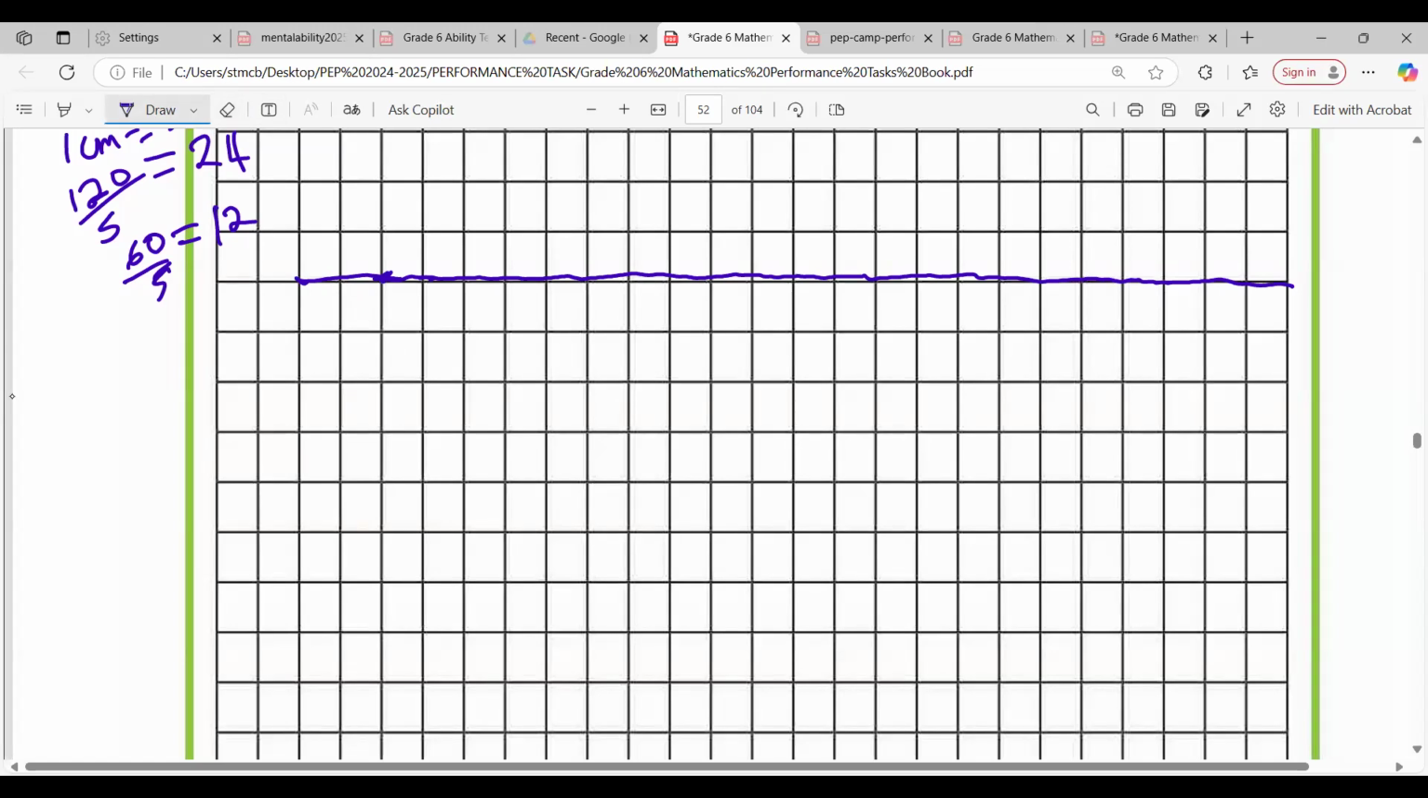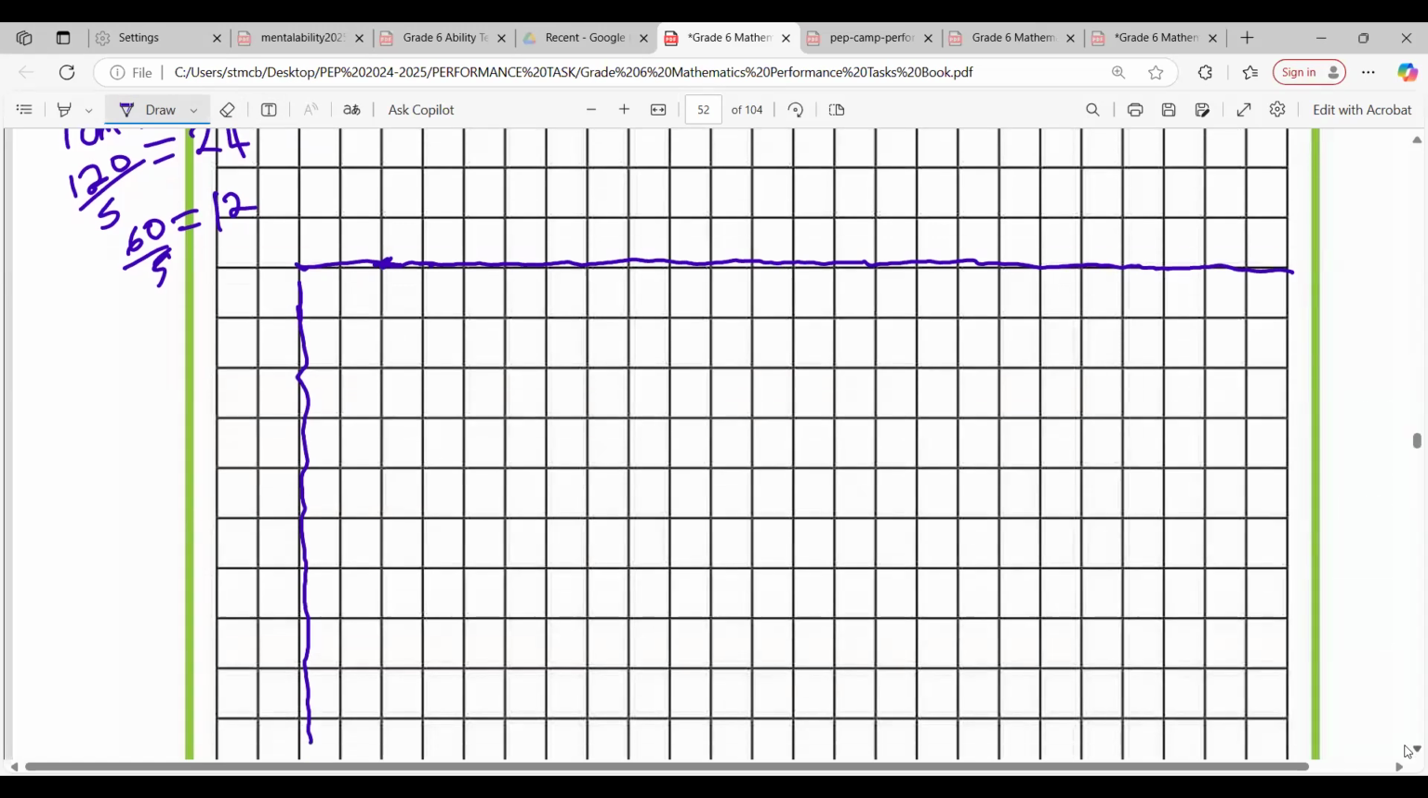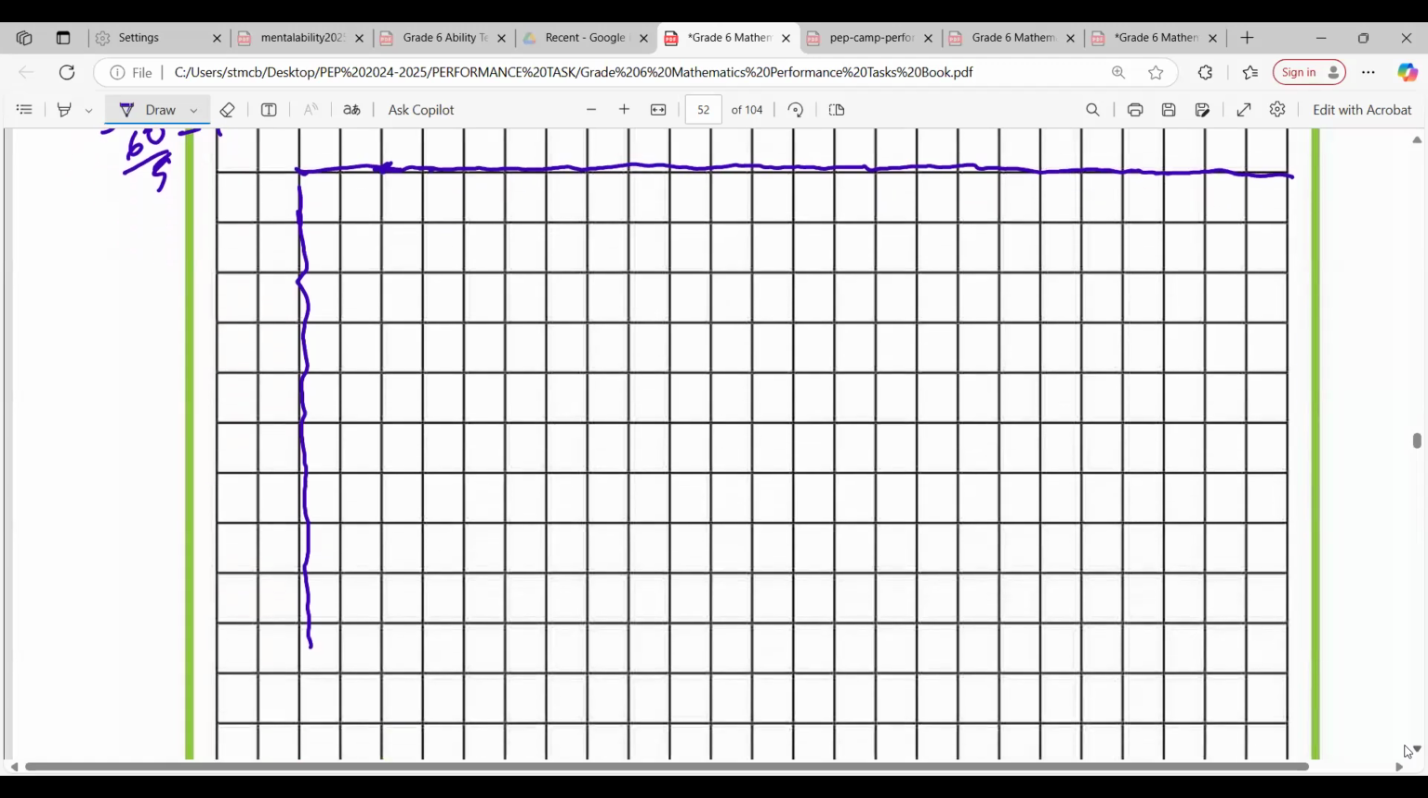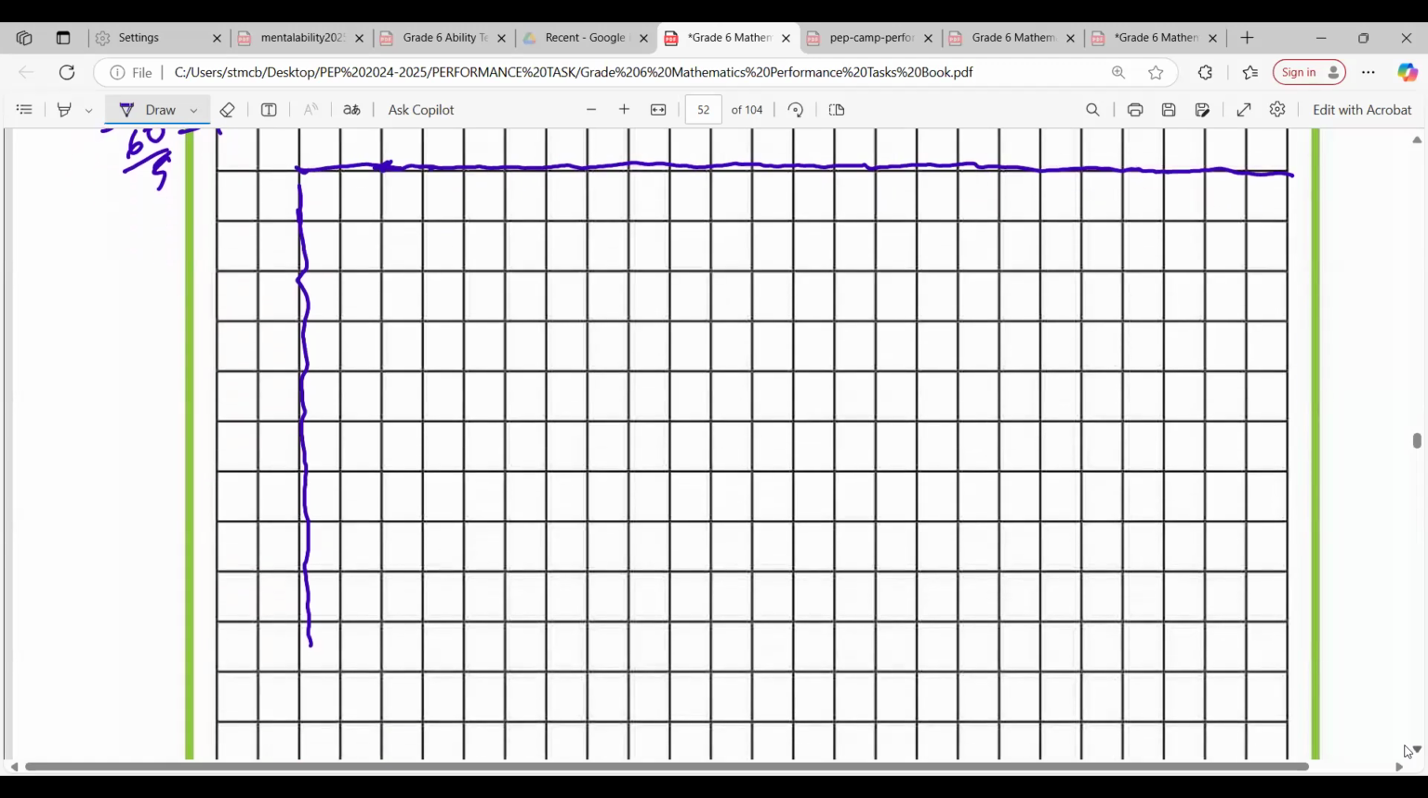All right, so this would have been 12 down. So 12 down, 1, 2, 3, 4, 5, 6, 7, 8, 9, 10, 11, 12. So the smaller the scale, the larger the drawing. But you guys get the idea, right?